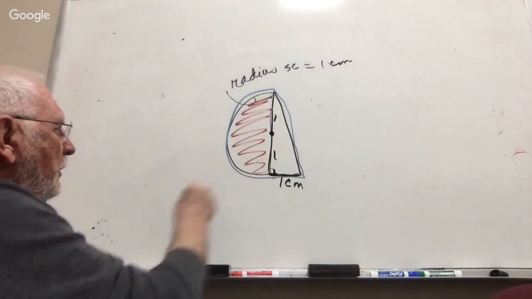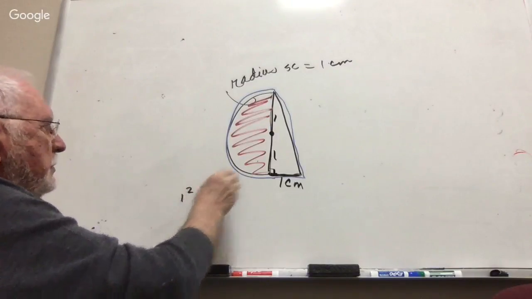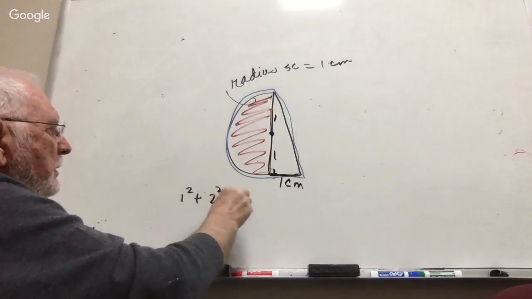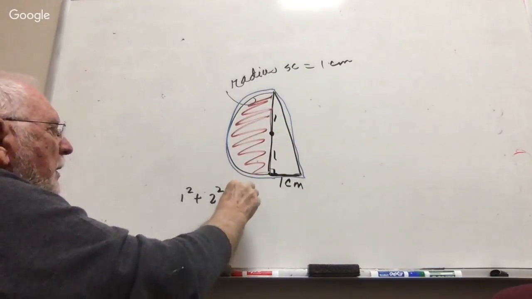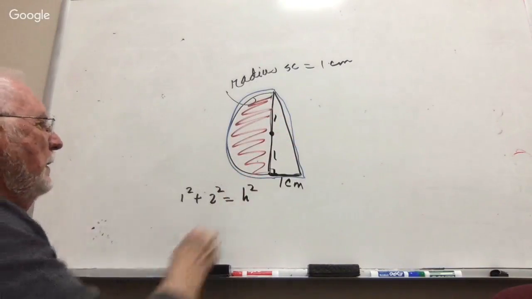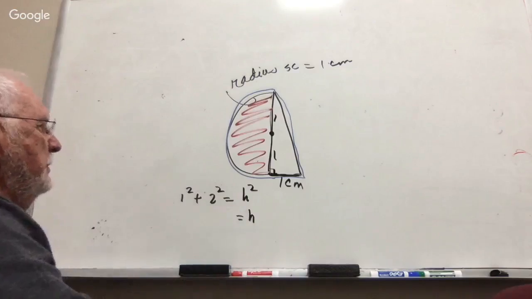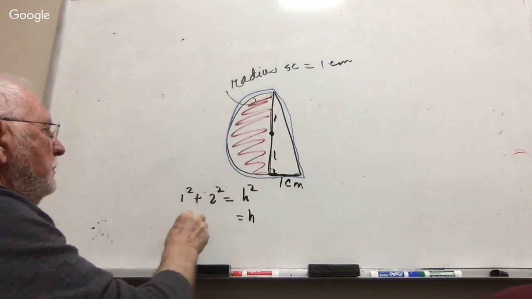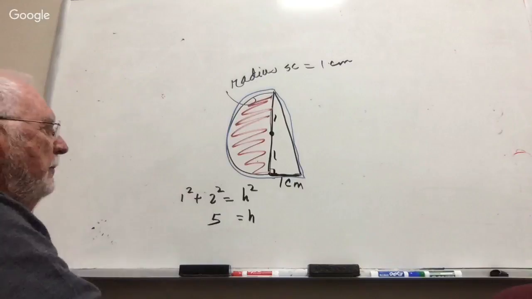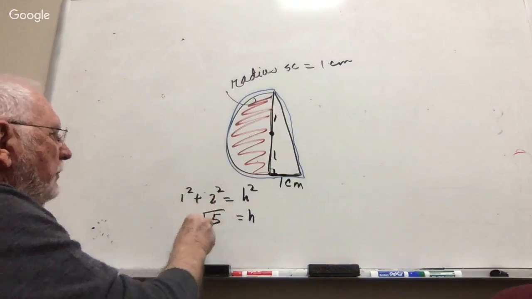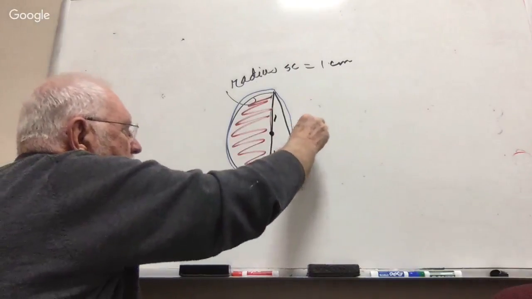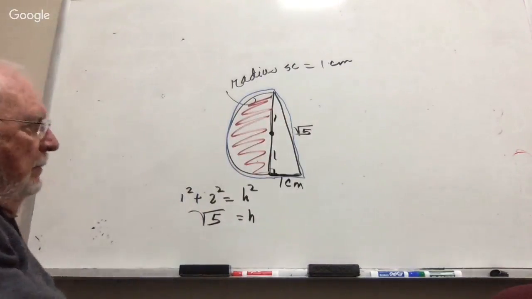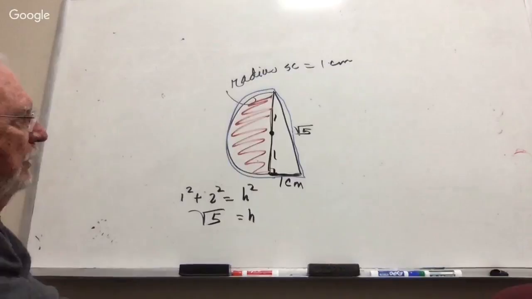Okay. So you've got 1 squared plus 2 squared is equal to that hypotenuse squared. The hypotenuse then is equal to 5. It'll be the square root of 5. You're exactly right. Okay. We got that down.